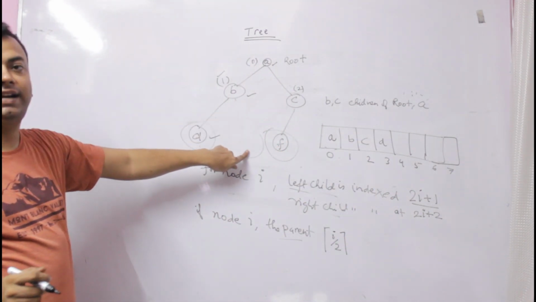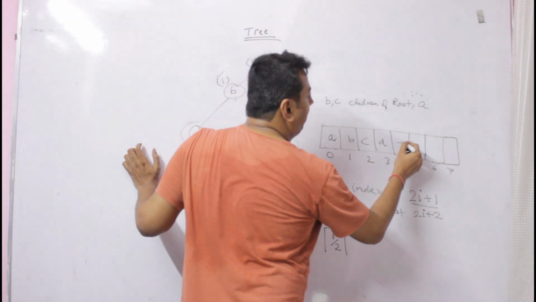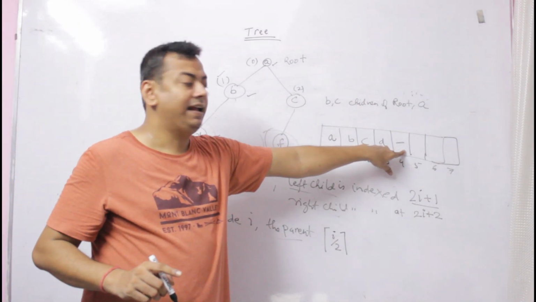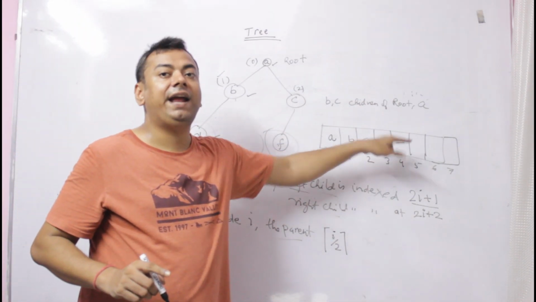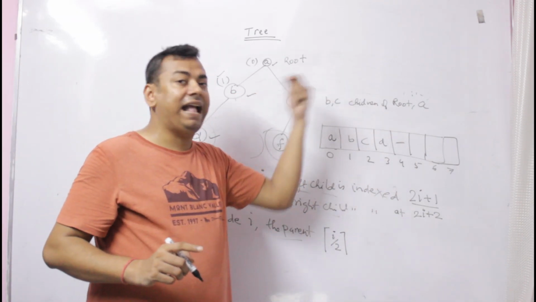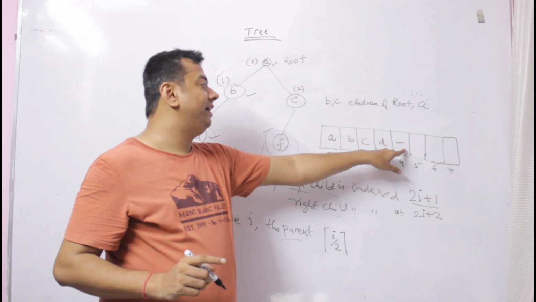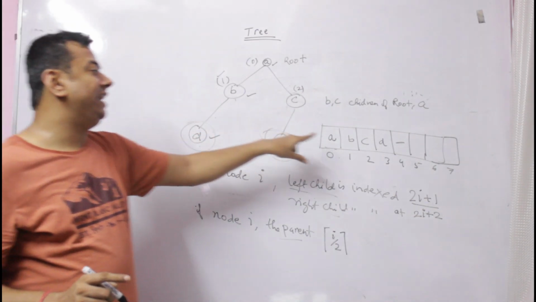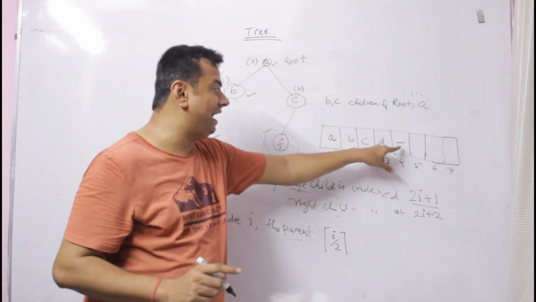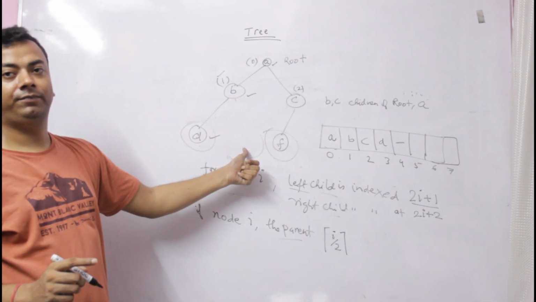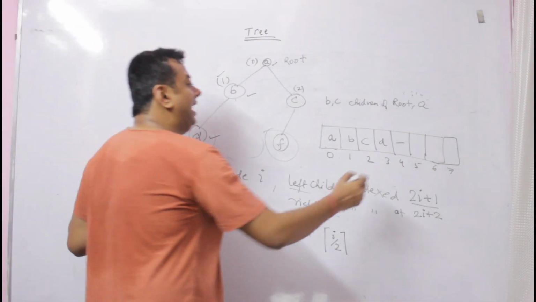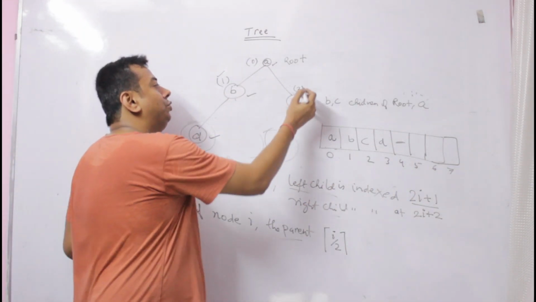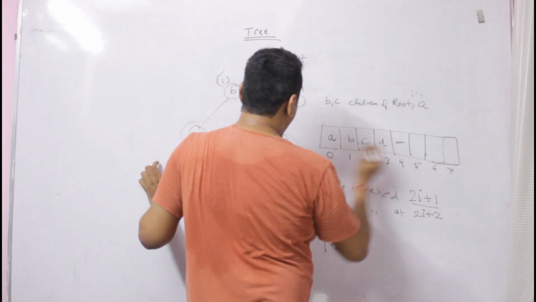Since the child is not present here, we will mark this as empty. Else, if you do not mark this as empty and you put F here, when you retrieve the tree from this array, you would assume that the element at index 4, which is F, is the child of this B. So for that we will mark a dash here. Now for C, 2 into 2 plus 1, which is 5. So F will be placed here.